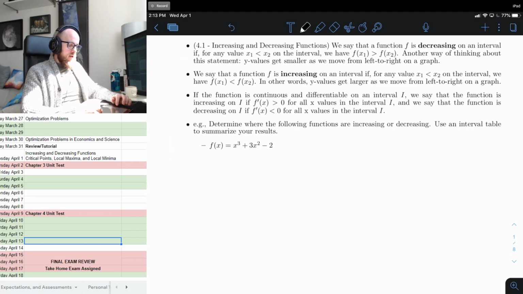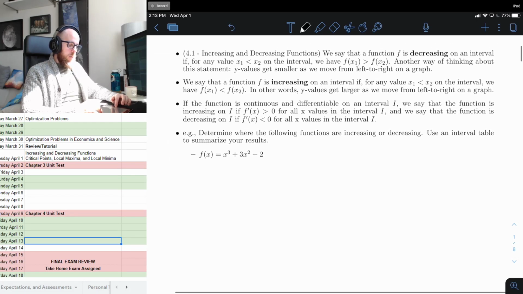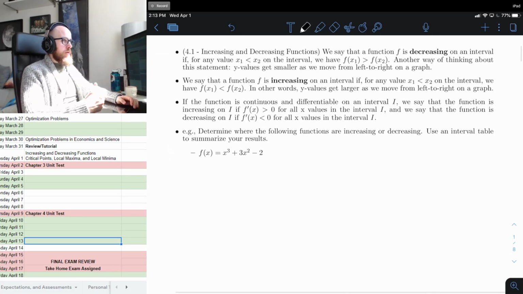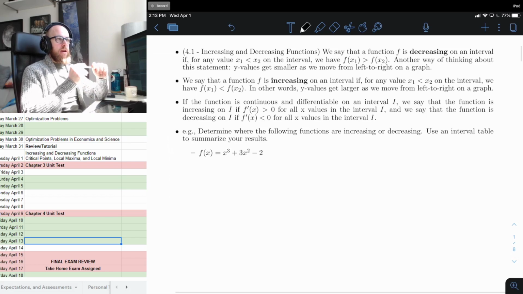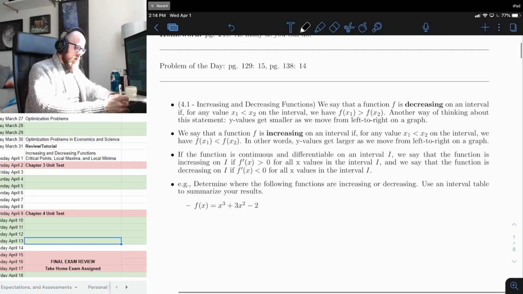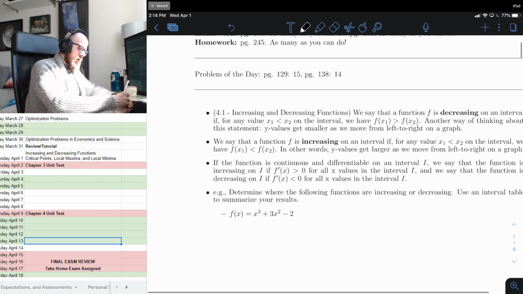A couple definitions, and I'll walk through. These definitions are pretty formal for what it means for a function to decrease or increase. In general, we say that a function f is decreasing if for any value x1 less than x2, we have f at x1 greater than f at x2. Now, what that means, let's draw a quick picture for what this looks like.